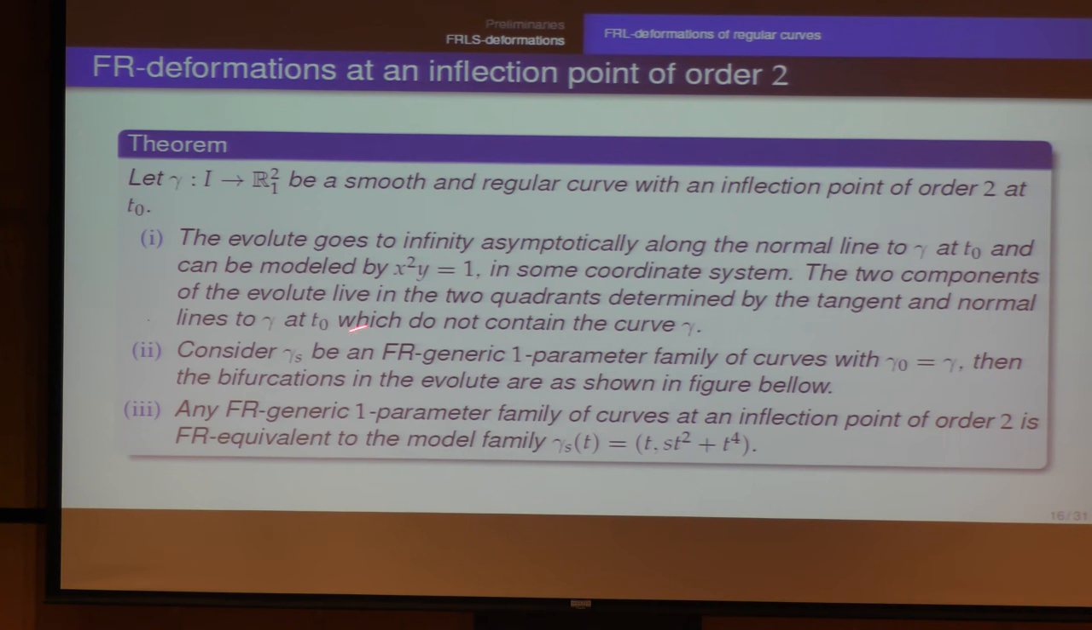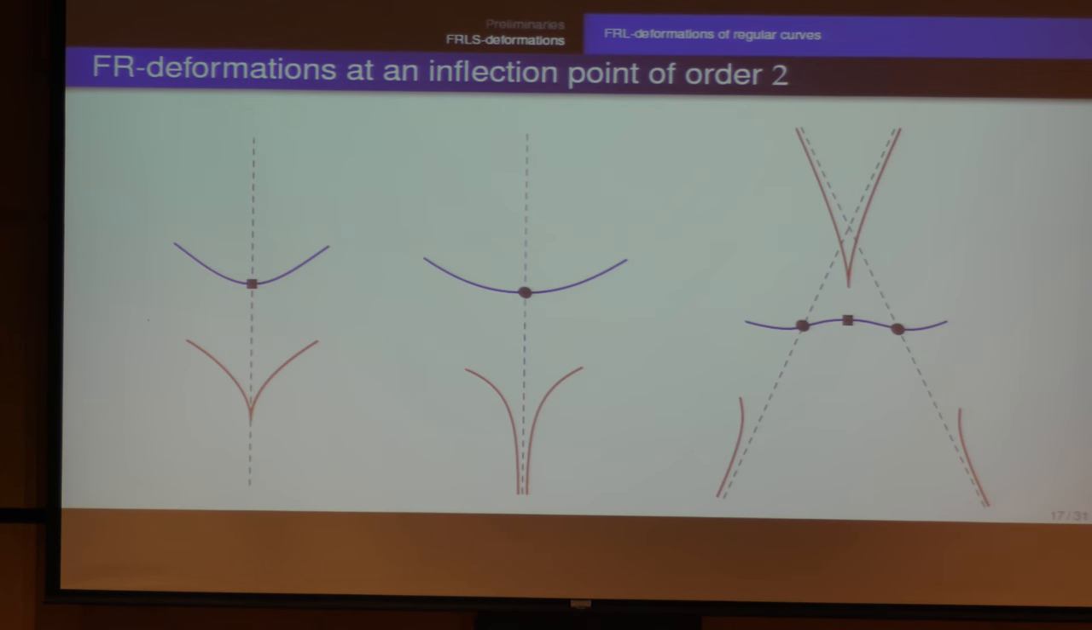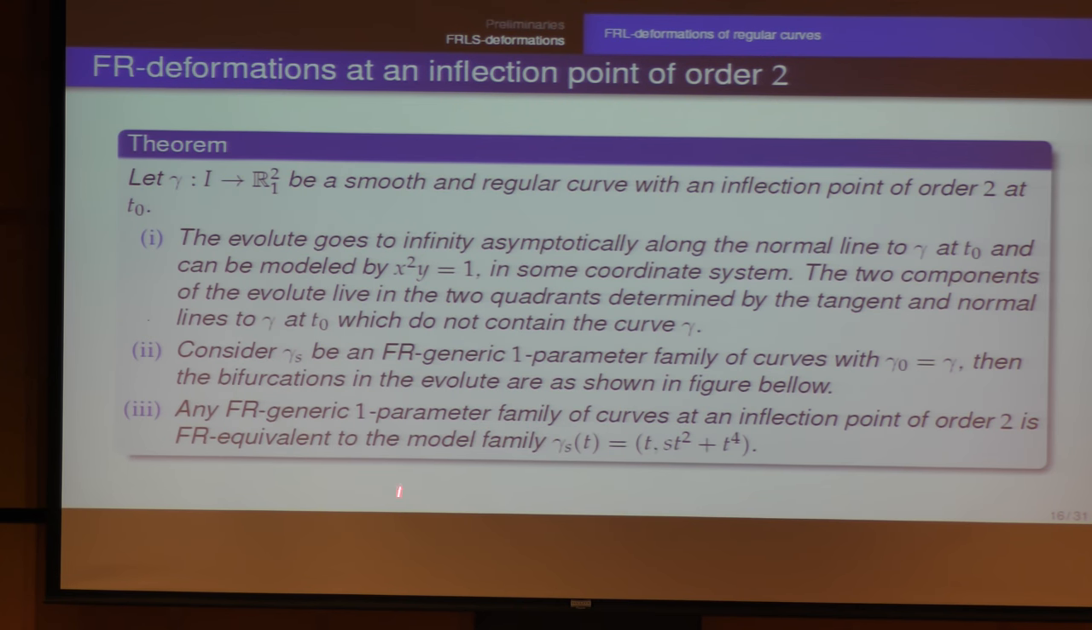Secondly, if we consider an FR generic one-parameter family of curves which contains the original curve, then the bifurcations on the evolute are given by this figure. That means on one side of the transition we have two ordinary inflection points and one outward vertex. And on the other side of the transition, we don't have an inflection point, but we have an inward vertex. And thirdly, any FR generic one-parameter family of curves at an inflection point of order 2 is FR equivalent to this model.